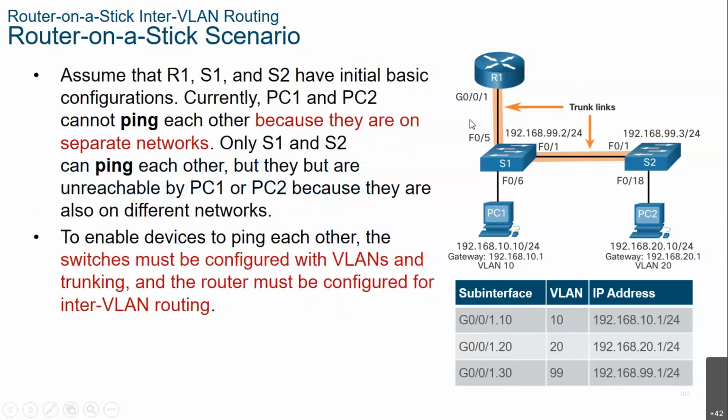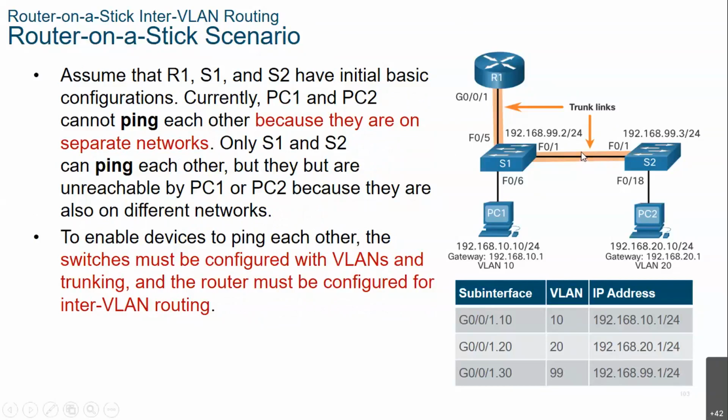Of course, this one has to be a trunk, this one has to be a trunk. Logical, because these are different VLANs. So a trunk can carry different VLANs' traffic, and access cannot do that. It has to be a trunk. So these should be trunk links.